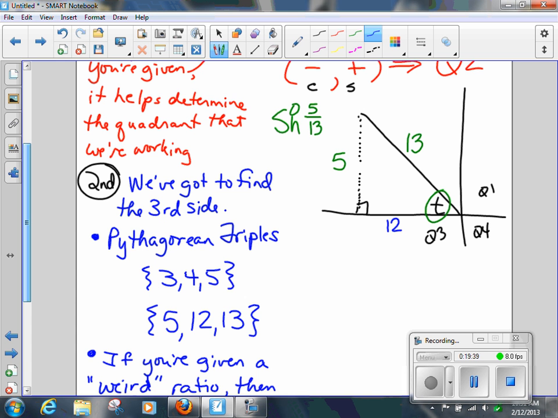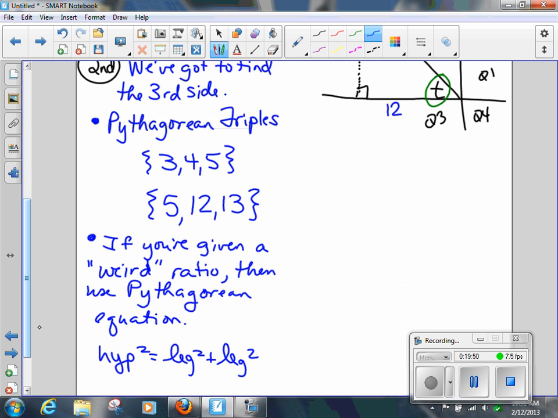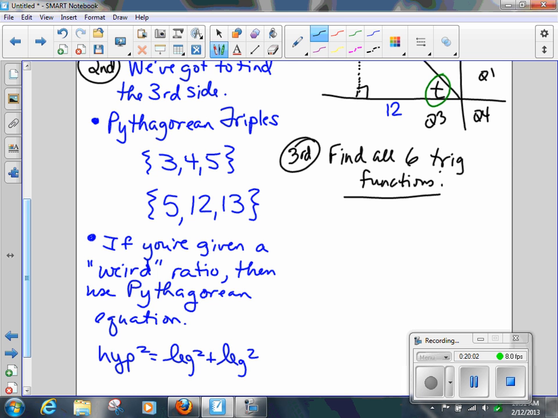I got my third side. What was all of this? I got to find the six trig functions. Trig functions, y'all. We're going to find the trig functions. Here we go. Third, let's find them. Find all six trig functions, because we have our three sides now.